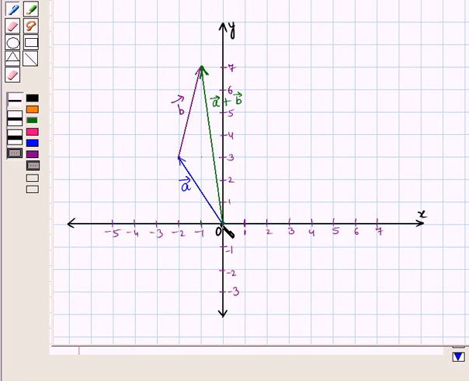Now here you can see that from initial point we have moved 1 unit to the left and 1, 2, 3, 4, 5, 6 and 7 units upwards, and we have reached the terminal point of vector A plus vector B. Thus its components are minus 1, 7.